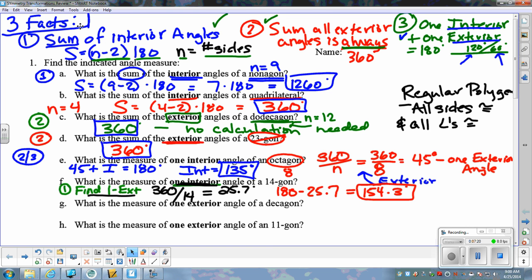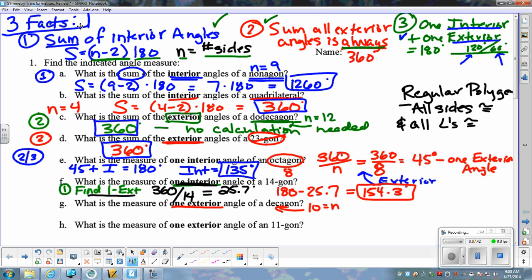Here we go. Part G. We want to know what is the measure of one exterior angle of a decagon. So again, you see how we've bolded these just to make sure that you're paying attention. Don't expect this to necessarily happen on the test or on the SOL test. A decagon has 10 sides, so 10 is n.